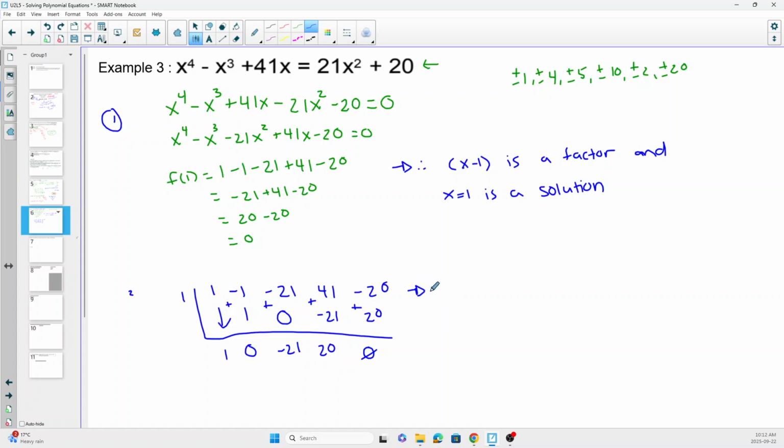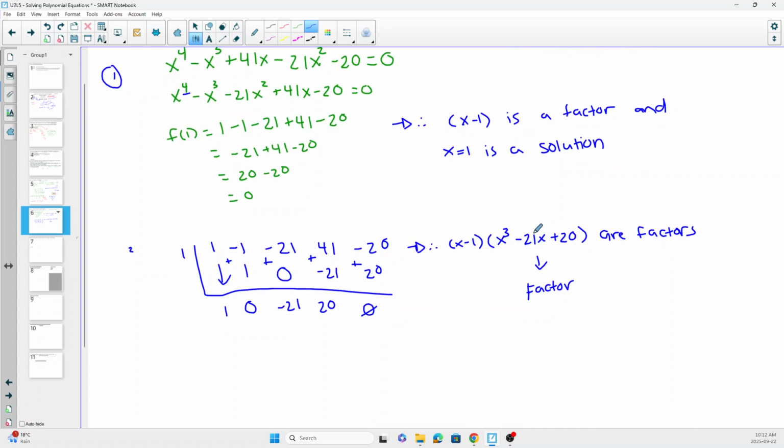So what we know so far is that x minus 1 times x cubed, it's only 1 degree less than the original function. This was degree 4, so that's how I know this is x cubed. There is no x squared term, so I'm going straight to minus 21x plus 20, okay, are factors. And we now need to factor this to find more solutions. So we now have a degree 3. Unless I believe this is a difference of or sum of cubes, I'm forced to go back to that same method, sub something in, check if it equals 0, and so forth.